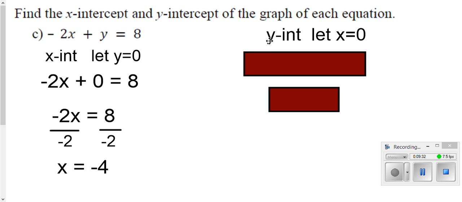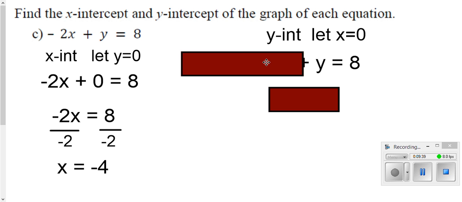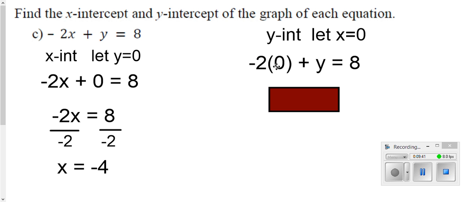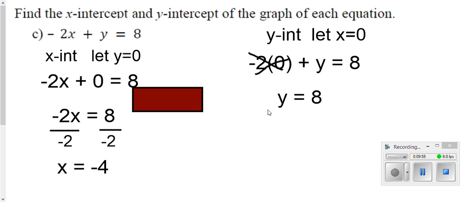And y-intercepts. So for the y-intercept this time, we'll let x equal 0. We'll put a 0 in here for x. And we get negative 2 times 0 instead of x, plus y equals 8. So of course, this goes away. This is just 0. And we get a positive y, or y equals 8. It's already done.